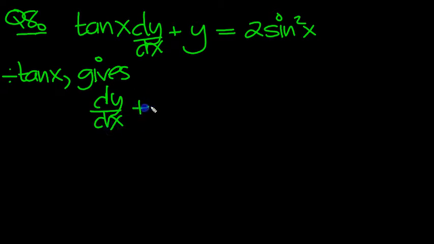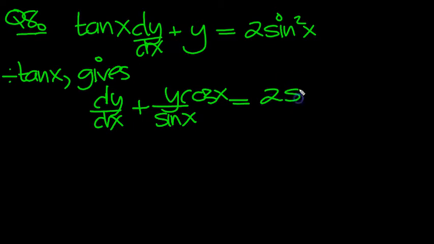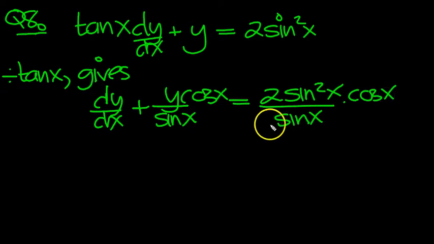dx plus y over tan x. Tan x is sine over cos x, so I'm going to split that up to sine x, and the cos x underneath can swing up to the top. And then 2 sine squared here, divide by tan x, which is sine x over cos x, and the cos that's underneath will swing up to the top onto it. One of these sines will cancel, so let's do that now. And we get 2 sine x cos x.